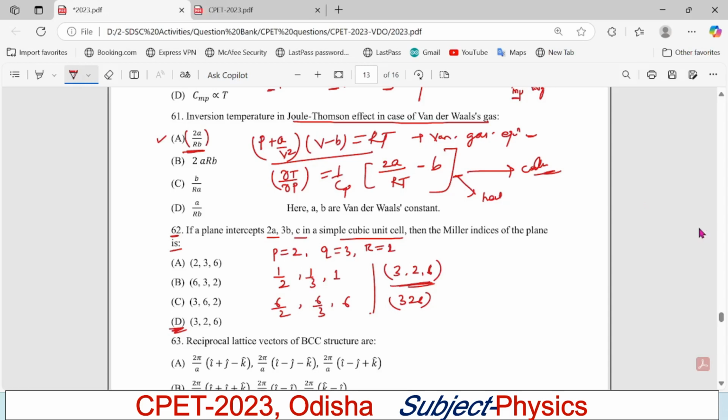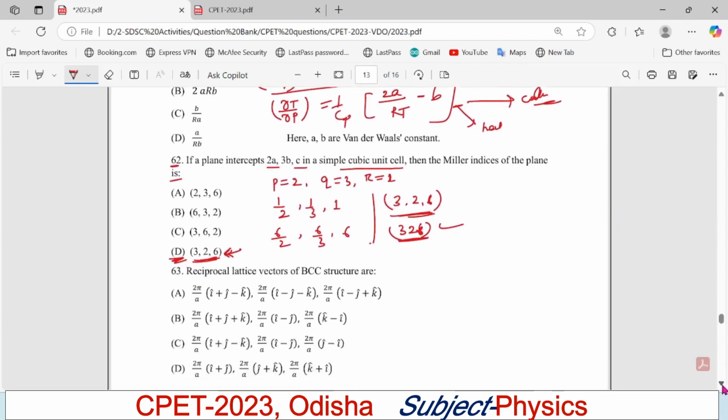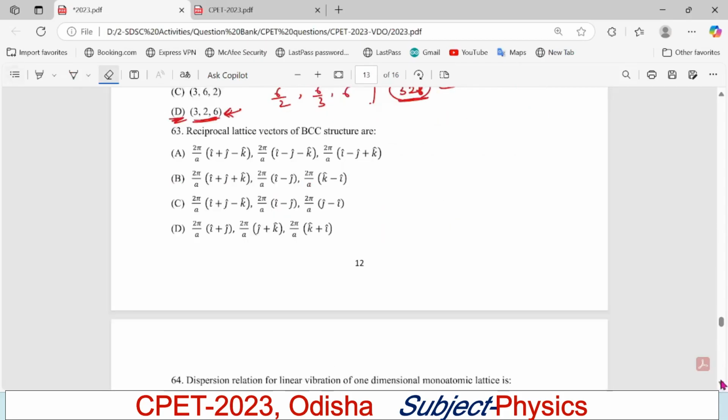See, here in the answer it is given as 3, 2, 6, but actually for the Miller indices no comma will be there. It has to be written in this format. Wrongly it is given in your exam booklet, so no issue, but 3 2 6 is correct. So for this question, 3 2 6 is the appropriate Miller indices of the given intercepts. Next, now we are going to move to our next question.